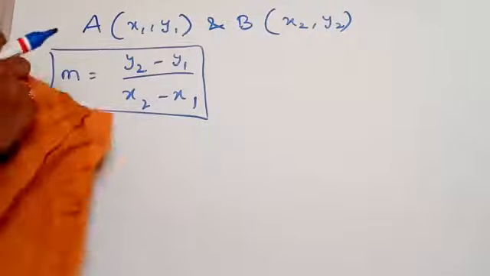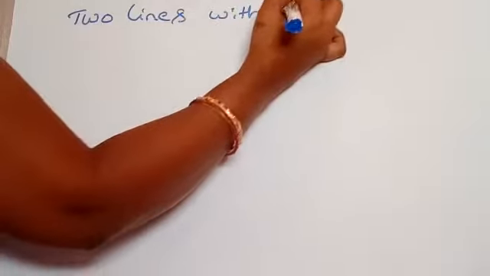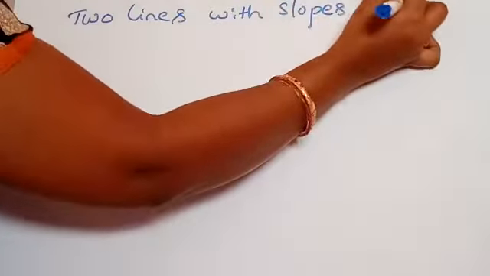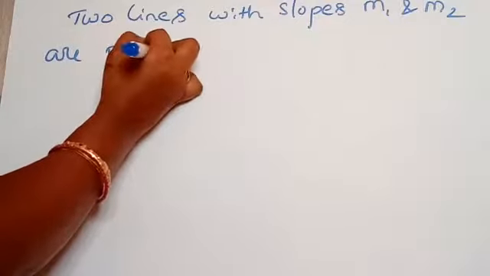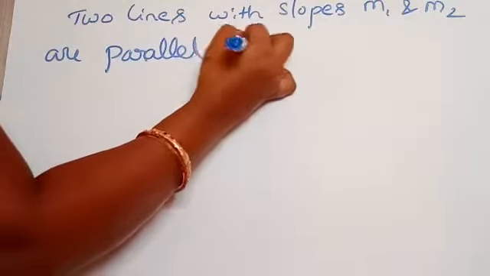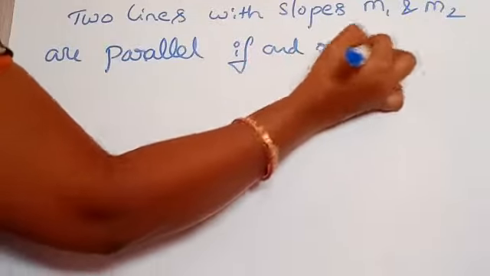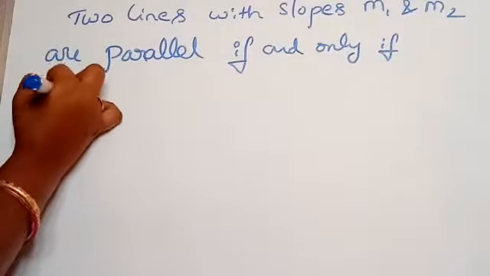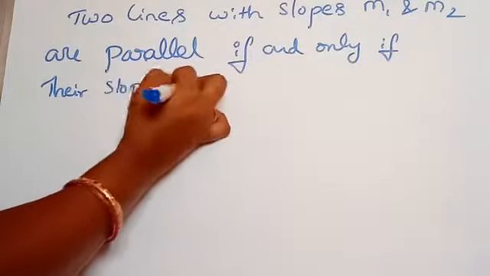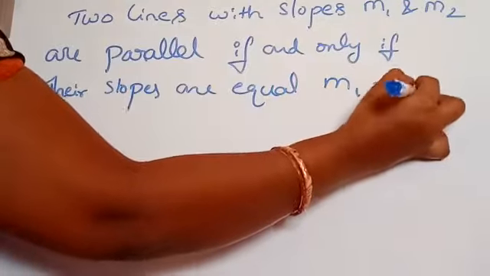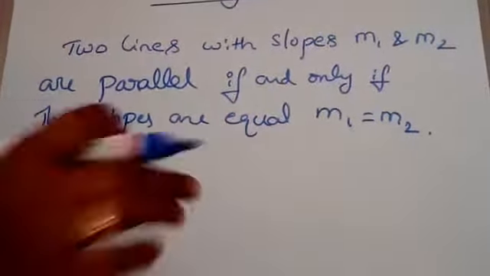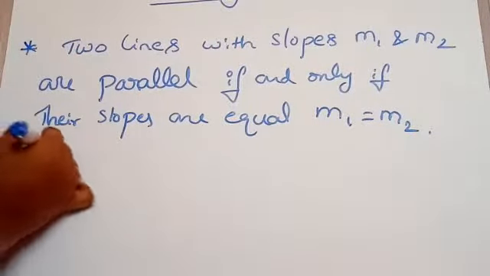Next, two lines with slopes m1 and m2 are parallel if and only if their slopes are equal, that means m1 is equal to m2. This is the first point.